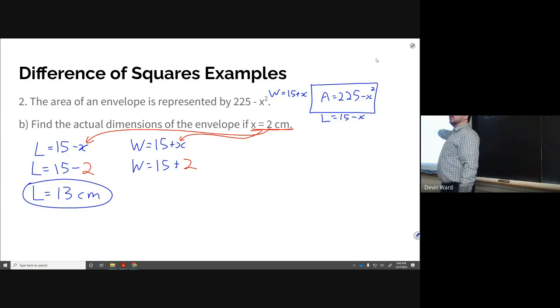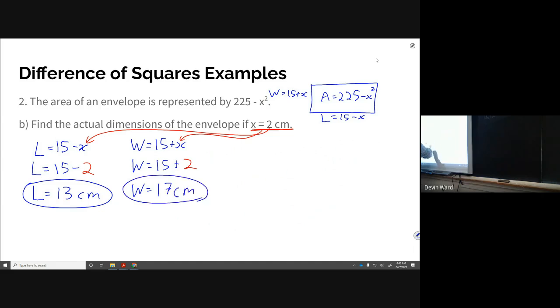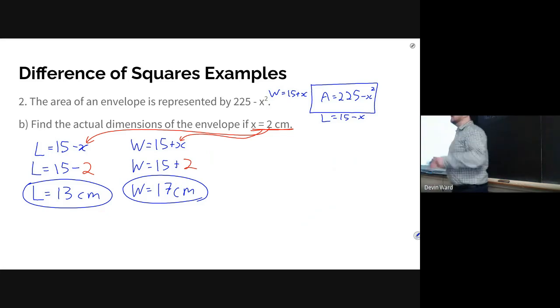Then 15 plus 2 would be what? 17. So my width is 17. So the actual dimensions are 13 centimeters and 17 centimeters. Those are what the actual numbers are.